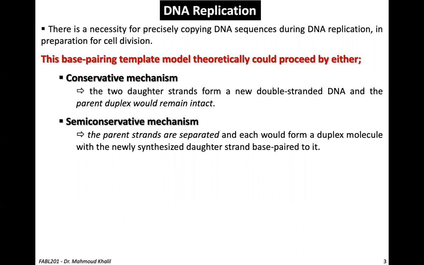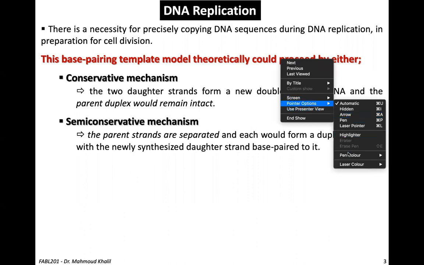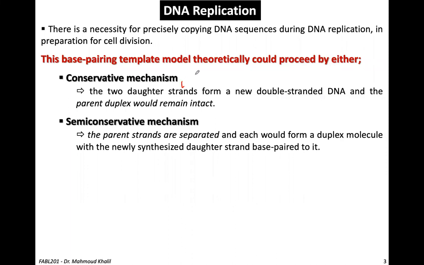So basically, we have two mechanisms, the conservative and the semi-conservative mechanism. In the conservative mechanism, the two daughter strands form a new double-stranded DNA, which typically looks like the parent duplex, and the parent remains intact. While in the semi-conservative, each parent shares a single strand in order to form a daughter strand that has a combination of the two parent strands.